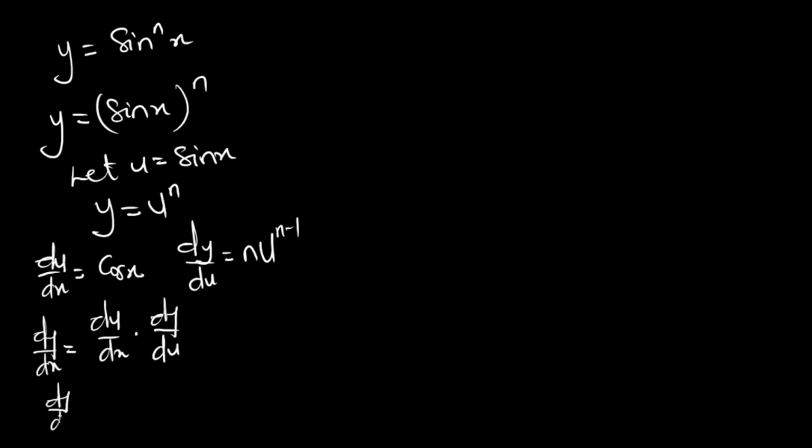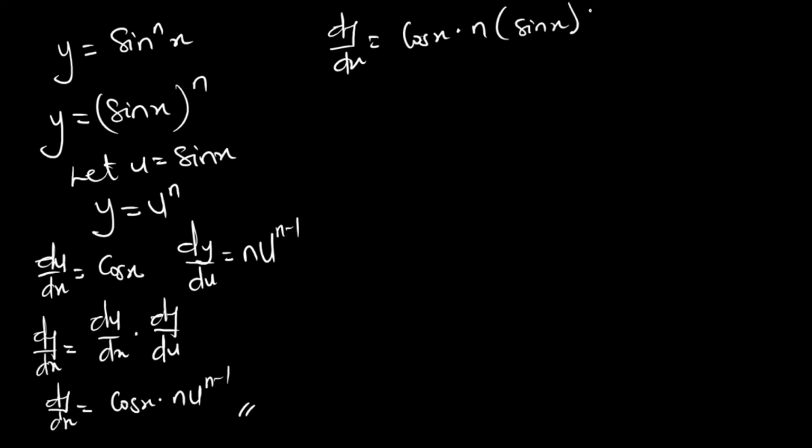So our dy/dx over here becomes what? cos x multiplied by what? n u^(n-1), for us to be able to get what? Our answer. But now from here we can see that we said earlier on that let u be what? sin x. So let's do that substitution quickly. So our dy/dx becomes what? cos x multiplied by what? n. The u is what? sin x. So we have sin x raised to the power what? n minus 1.